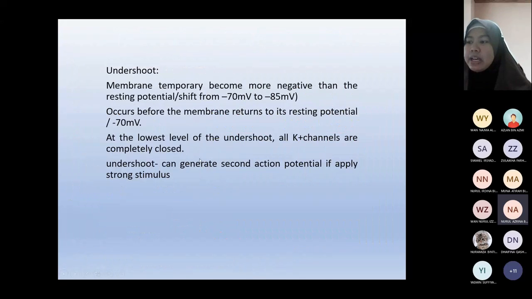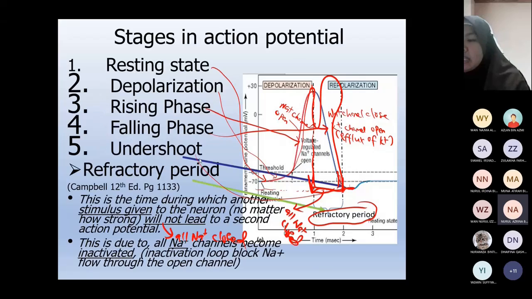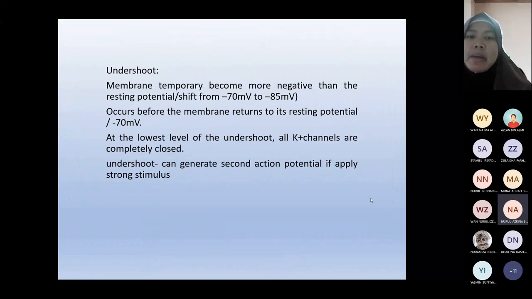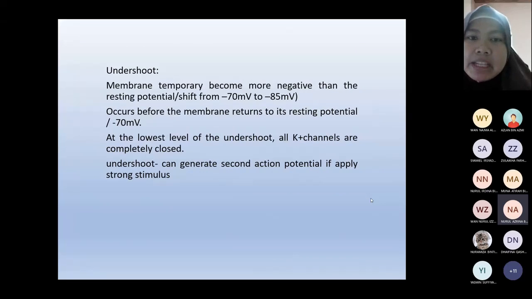Okay, this is a little bit of explanation about the undershoot. Remember which one is the undershoot? The undershoot is here, right? So this is the undershoot. Let's see what actually happens during the undershoot. During the undershoot, the membrane temporarily becomes more negative than the resting membrane potential. So the value of the membrane potential is more negative. It occurs before the membrane returns back to its resting membrane potential.